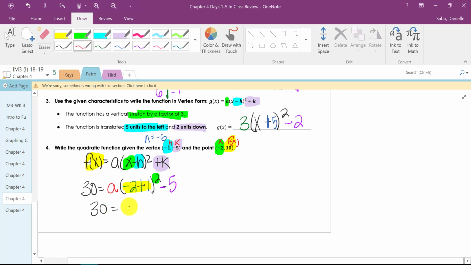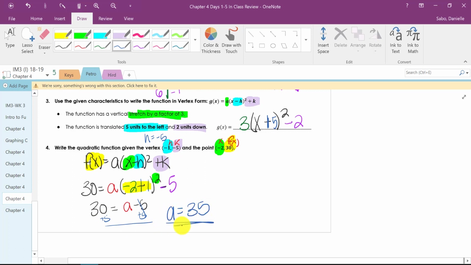So again, we're solving for a. That 1 that we just determined, because negative 2 plus 1 is negative 1 squared, is 1. You could put a 1 here if you want, if that helps you out. I don't think it's necessary, so I'm not going to write it. My last and final step is to add 5 to both sides. Gone. And my a value is equal to 35.